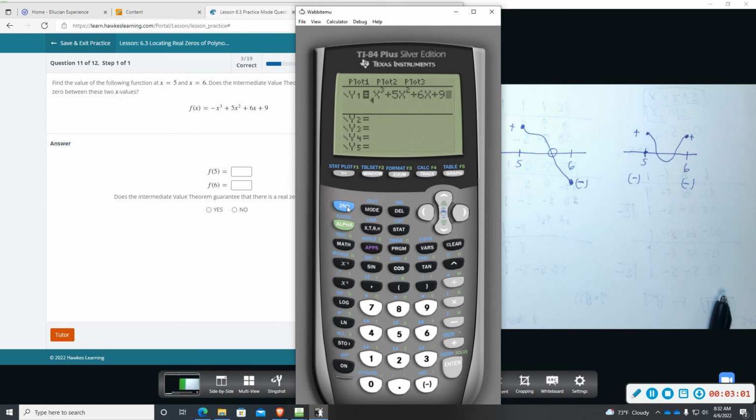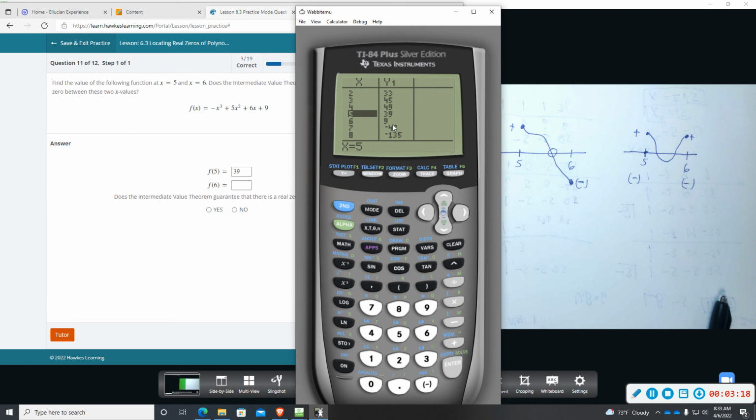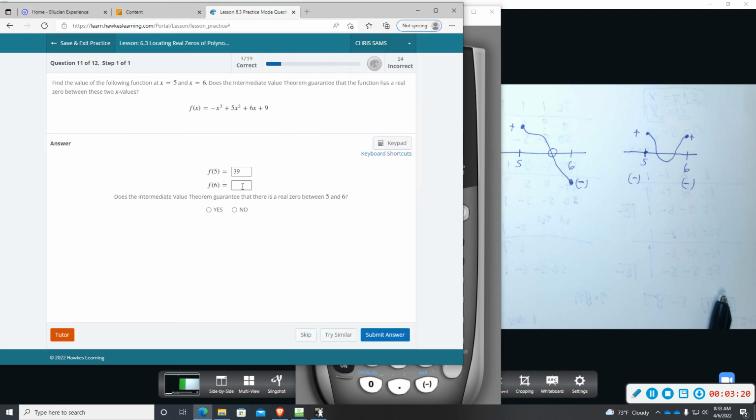We're going to go to the table. Second graph to see the table. We're going to go to 5. Here's 5, I get a value of 39. And then at 6, we get a value of positive 9. So in this example, we get both the same sign. They're both positive, so we're not guaranteed to get a 0.